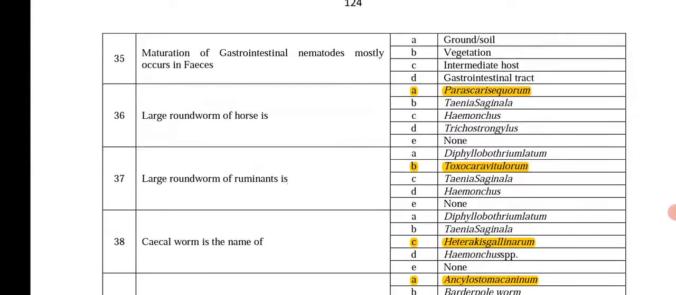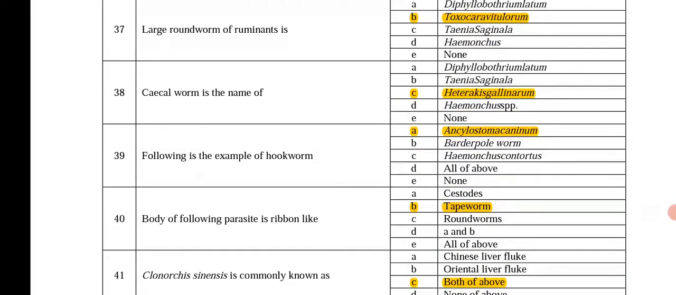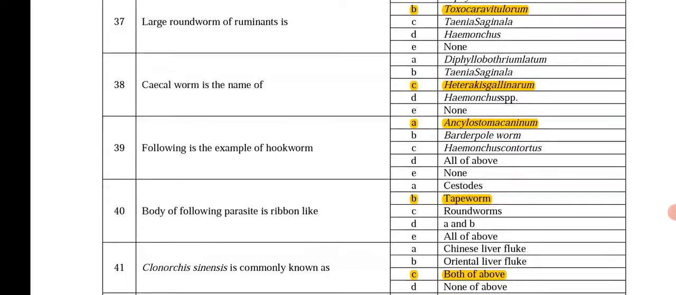Largest roundworm of horse is Parascaris equorum. Large roundworm of ruminants is Toxocara vitulorum. Sickleworm is the name of Heterakis gallinarum. Following is the example of hookworm: Ancylostoma caninum. Body of following parasite is ribbon-like: tapeworm.